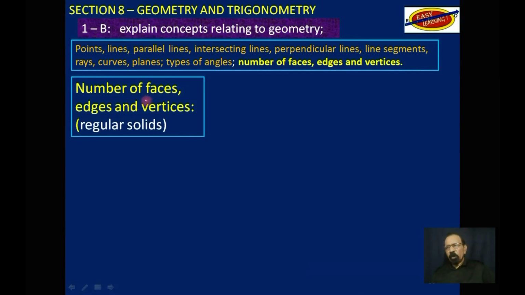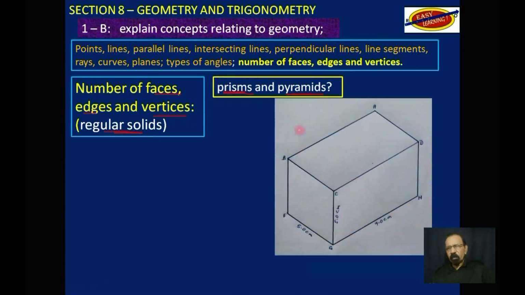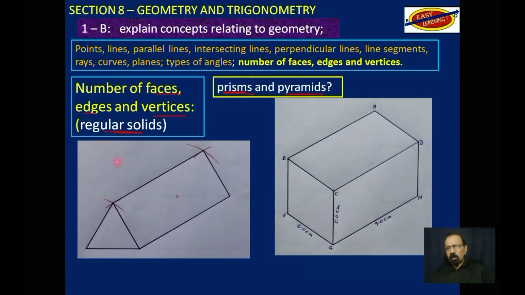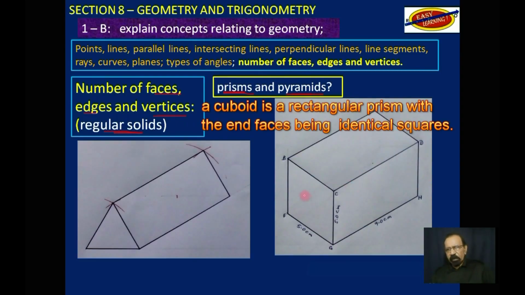So now we will deal with specific shapes, not just general shapes. We will deal with faces, edges, and vertices of regular solids. Before we do that, let's make sure we know the difference between prisms and pyramids. What you see here is a prism. This one on the right is a rectangle, well actually it's a cuboid, and what you see on the left here is a triangular prism.